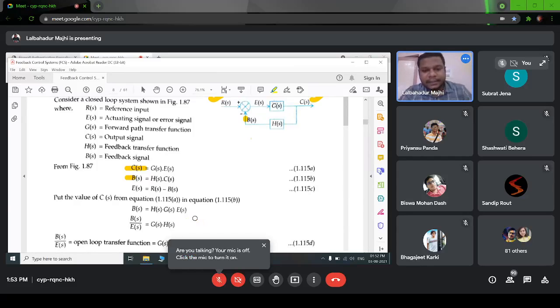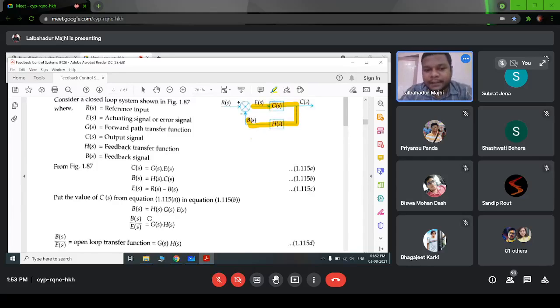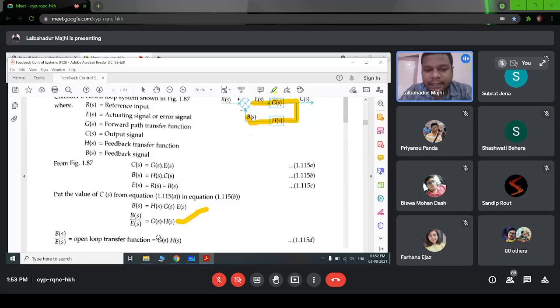Similarly, we can write B of S divided by E of S is equal to G of S H of S. This is determined from this point to this point of the diagram. From this point to this point, the input is E of S and the output is B of S. So it will be the multiplication of G of S and H of S. This is known as our open loop transfer function, given by G of S into H of S. Remember this one, open loop transfer function.